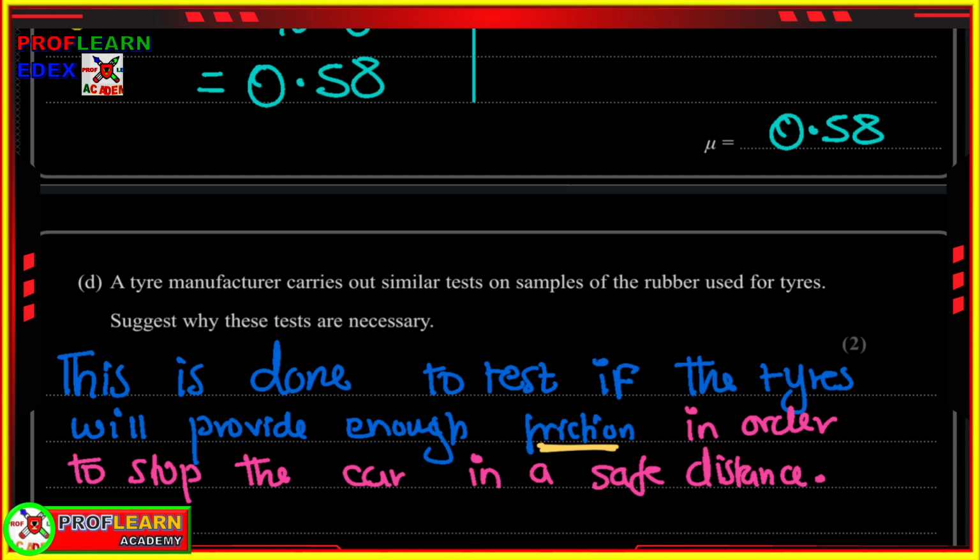So, right, the tire manufacturer carries out a similar test on the sum of the rubber used for tires. Suggest why these tests are necessary. In this case, we're going to say this must be done to test if the tire will provide enough grip in order to stop the car in a safe distance.